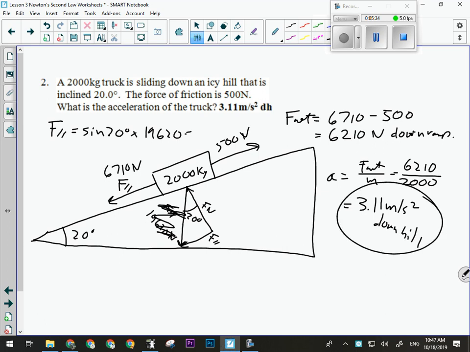Okay, still the same set of steps. I still did sum of all forces. I still did F equals ma. I had to do a couple of things to get there. Okay, but in the end, I still did those two things.